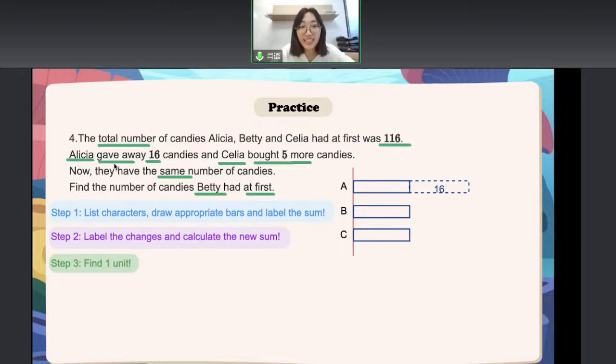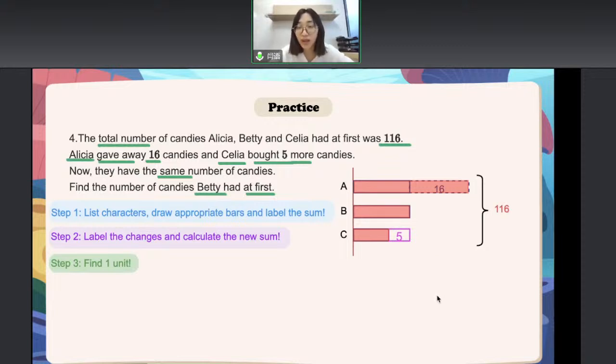Well, after Alicia gave away 16 candies, that is originally, actually, Alicia has 16 more. And what about Celia? Celia bought 5 more. So that is originally, she has 5 fewer. Okay, now try to label. For all the 3 red parts I label, that is 116.